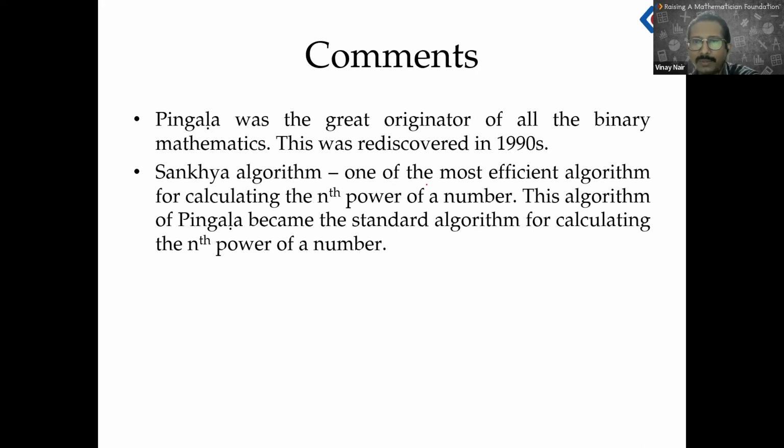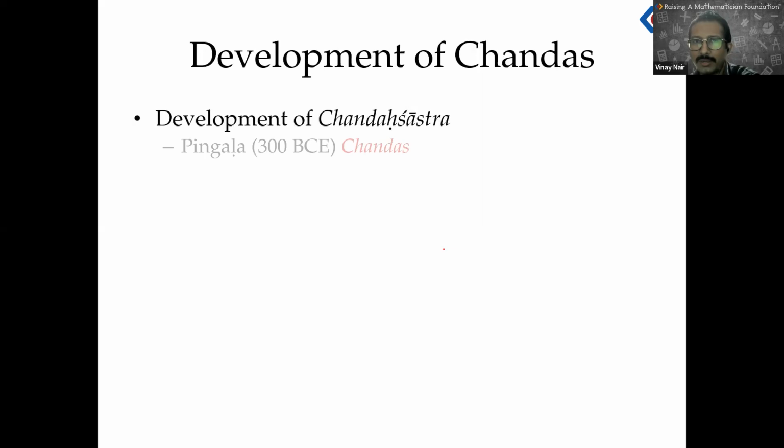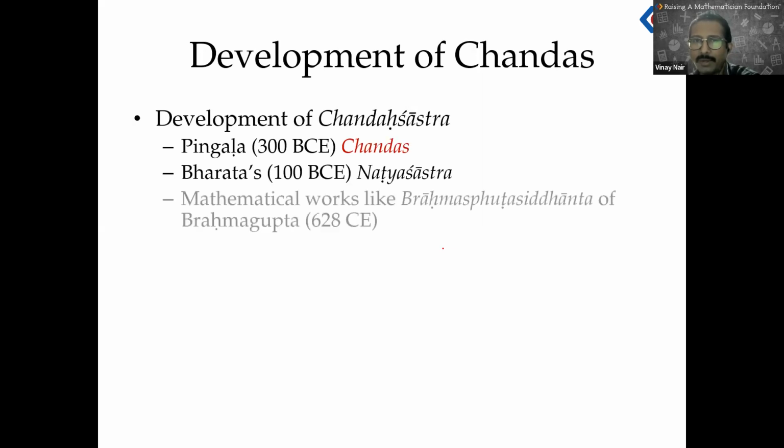The Sankhya algorithm is one of the most efficient algorithms for finding the nth power of a number. This algorithm of Pingala became the standard algorithm for computing the nth power of a number. Until a few centuries ago, this was the standard algorithm. Before computers and everything came into existence, most parts of the world were using this algorithm to find the nth power of a number. Okay, and this is a short history of the development of Chandas, permutations and combinations.